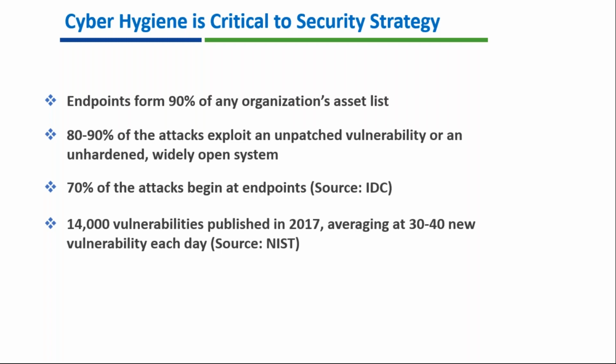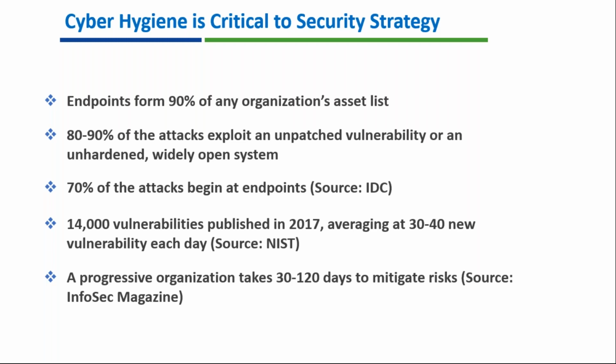And if you look at the NIST NVD database, we see about 14,000 vulnerabilities that were published in 2017. So that averages about 30 to 40 new vulnerabilities a day. These are things that are widely known. Not every vulnerability gets into the NVD database. There is a good percentage of vulnerabilities that are not published in the CVE database. And also there is a good percentage of zero-day exploits where the vulnerability is not known, but those are essentially exploiting a loophole that is present in these systems. Now, this is happening on a daily basis.